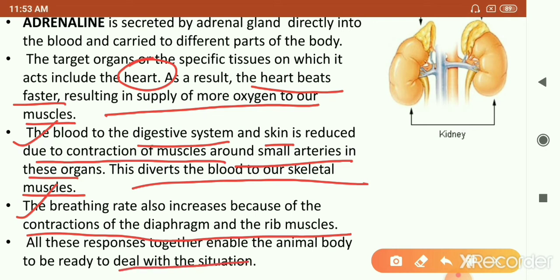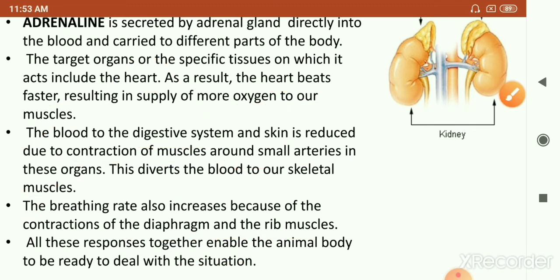So in this way, adrenaline prepares you for an emergency situation, to fight or flight, by providing you a huge amount of energy that is going to help you either to run away from the situation or fight with the situation.